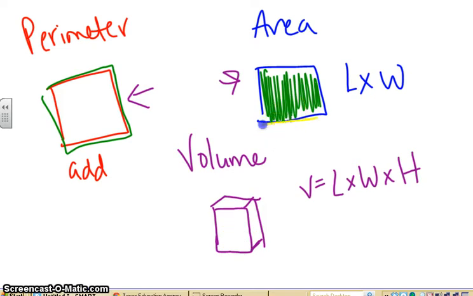In area, we only had the length and the width to work with. In volume, we now have length, we have width, and we have height. That's what makes it a three-dimensional shape. These are the three dimensions. 1, 2, 3 dimensions. So now we know we're working with a three-dimensional shape. So let's look at the next one. Let me just draw this cube again.